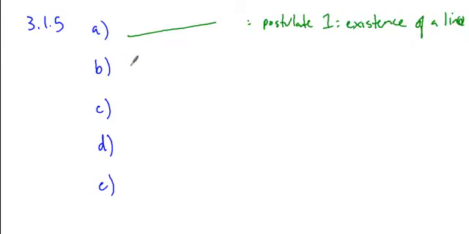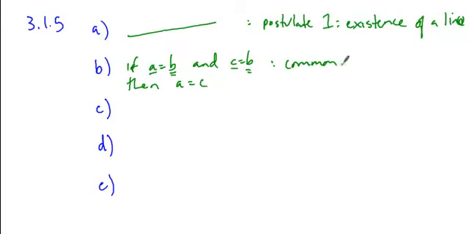And B says if A equals B and C equals B, then A equals C. You have two things, A and C, that are equal to the same thing, B, therefore they're equal to each other. That's an example of common notion 1. Two things equal to the same thing are equal to one another.